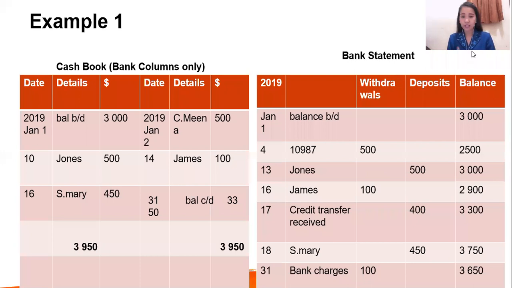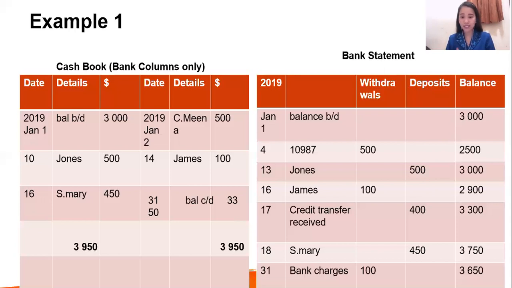If you see from our PPT, for example, there is a bank statement and also a cash book. The balance does not agree here. So we must find out why the balance does not agree. But first we must know which transactions are recorded by both the cash book and the bank statement.